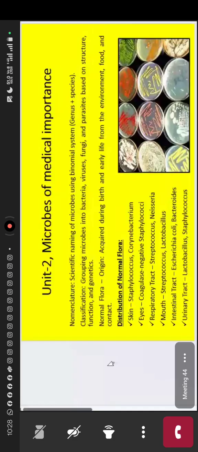For example, in the skin, we have Staphylococcus and Corynebacterium diphtheriae. In the eyes, the normal flora is Staphylococcus epidermidis. In the respiratory tract, the normal flora is Streptococcus and Neisseria. In the mouth, the normal flora is Streptococcus and Lactobacillus. In the intestinal tract, the normal flora is E. coli and Bacteroides. And in the urinary tract, the normal flora is Lactobacillus and Staphylococcus. So these are the normal flora which are present inside the body in normal conditions.